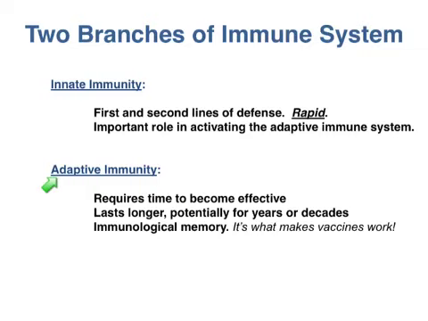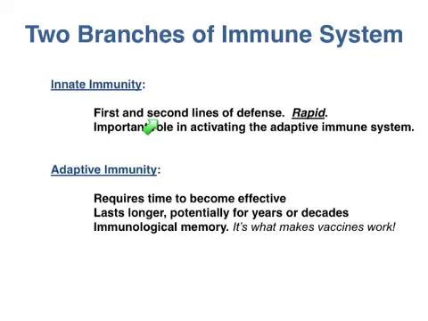Both innate immunity and adaptive immunity are very important. Innate immunity is your first and second lines of defense. Your first line of defense is the barriers that keep pathogens from entering your body. The second lines of defense are the mechanisms that come into play when a pathogen does cross those barriers.